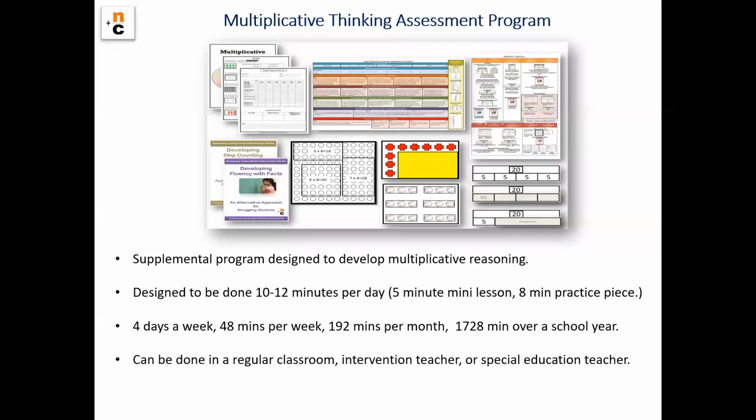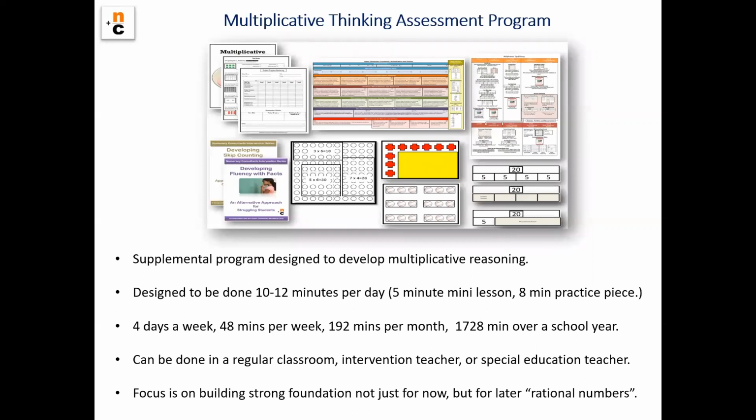It can be done in a regular classroom, by an intervention teacher, or by a special education teacher. So there's a lot of flexibility, whether you're going to do a whole group or a small group. And finally, the focus is on building a strong foundation, not just for now, but for later, and then, rational numbers.